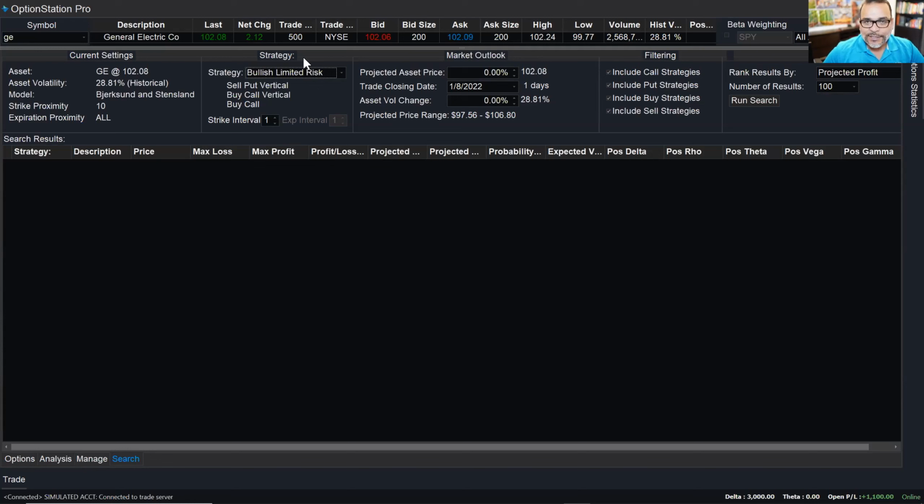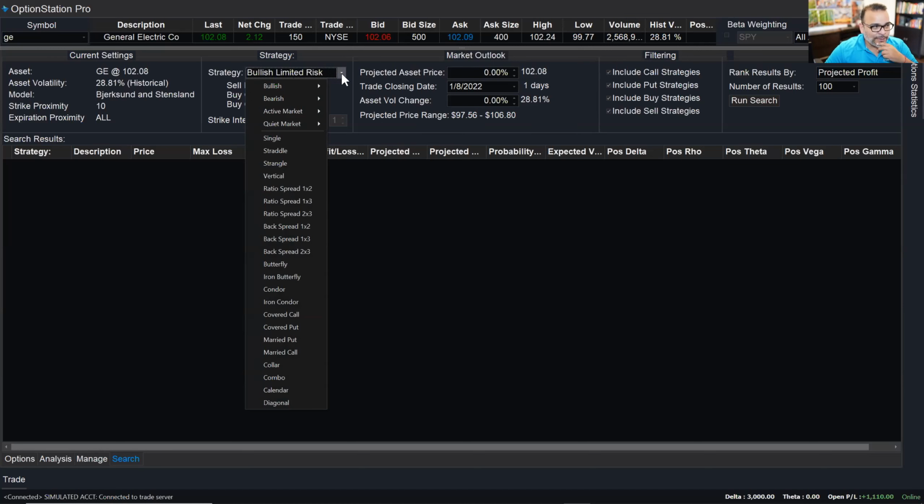Okay, let's go over to the next box. This is the strategy. This is what you're going to use as your starting point when it comes to searching for options. The strategy here says bullish limited risk, which is the one that we talked about just a moment ago, and that's the one that I want to use. But if I scroll down and hover over bullish, notice that I can also opt to choose the unlimited risk, which I'm not a fan of. I like to limit my risk.